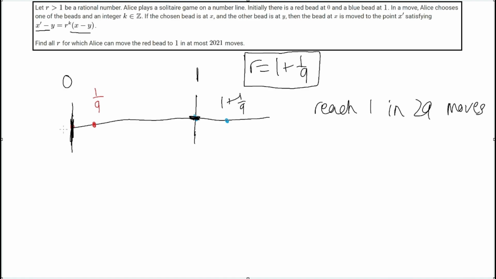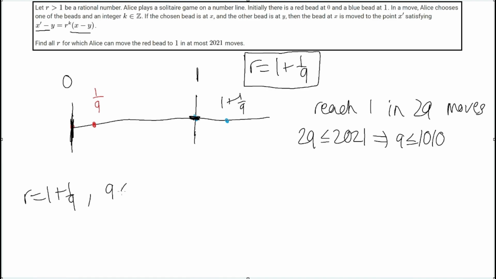Because for every single 1 over q units we move, we must inch the blue bead to the right and also the red one. So we want this to be less than or equal to 2021. So 2q is less than or equal to 2021. I meant 2021 instead of 21. So that means that q is less than or equal to 1010. And that means that all r equals 1 plus 1 over q, where q is less than or equal to 1010, they all work by this inching forward process.